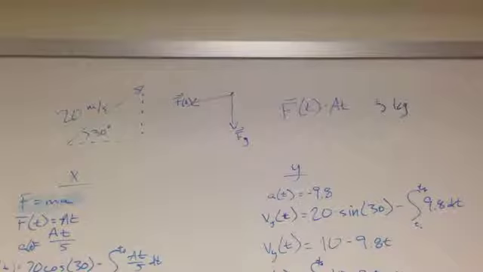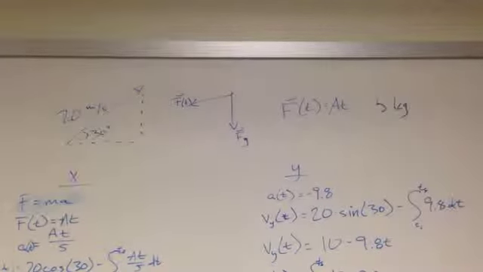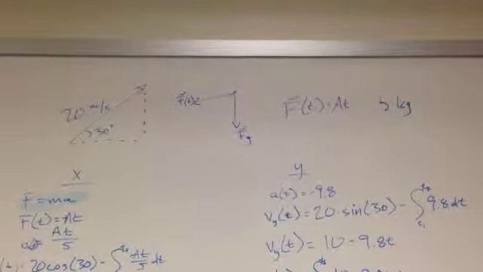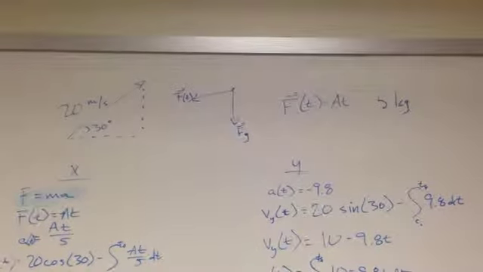So for our problem, we had problem number 2, and the problem was a 5 kilogram projectile was launched at a 30-degree angle with an initial velocity of 20 meters per second. Now there were two forces acting on the object which affects its acceleration.